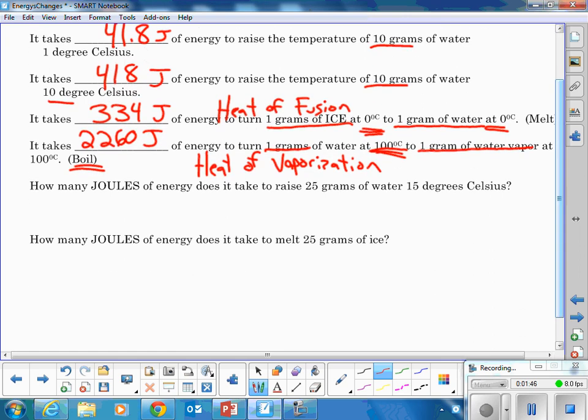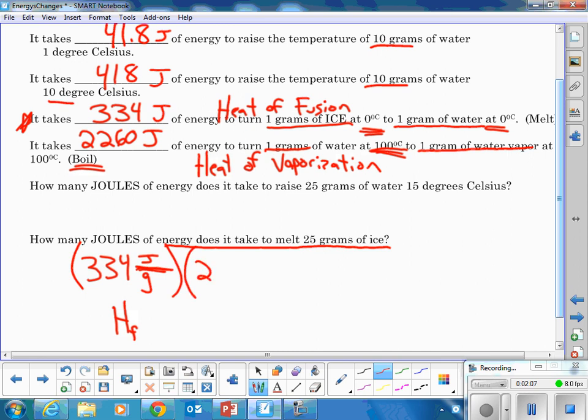So we look down at this problem. How much energy does it take to melt 25 grams of ice? Well, we look back up top. We say it took 334 joules to melt 1 gram of ice. So the heat of fusion is 334 joules for every gram. And we're going to do that with 25 grams.